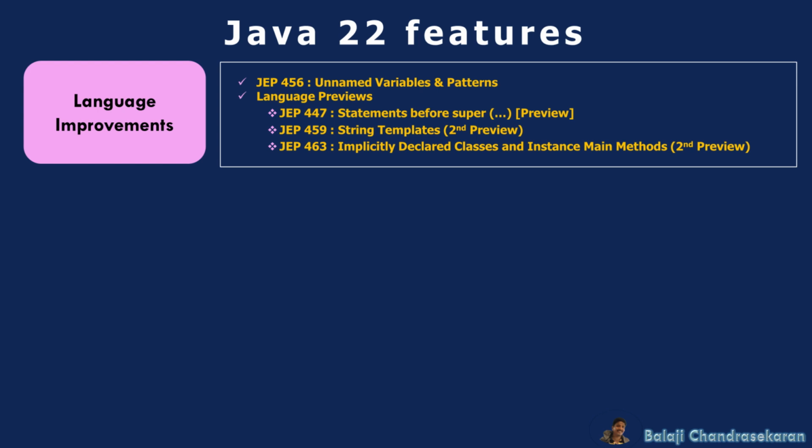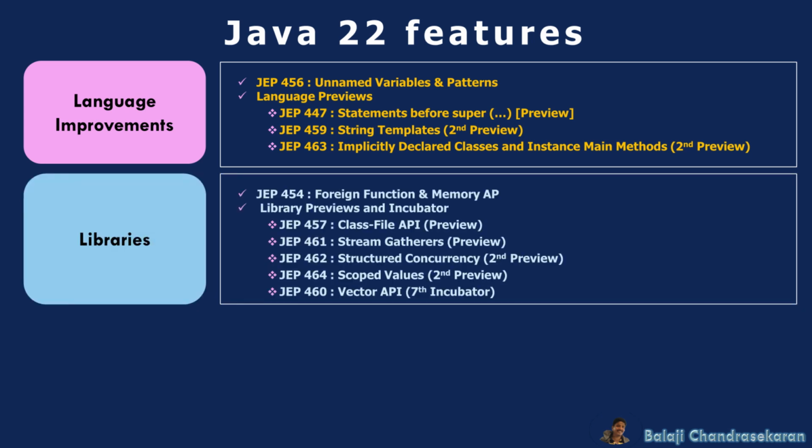Implicitly declared classes and instance main methods JEP 463 is a second preview feature and is introduced to evolve the Java programming language so that the students can write their first programs without needing to understand the language features designed for large programs. As part of the library improvements, there is a new feature included in this release.